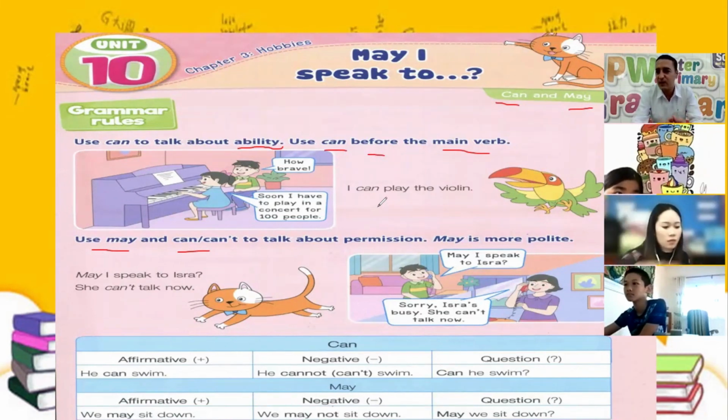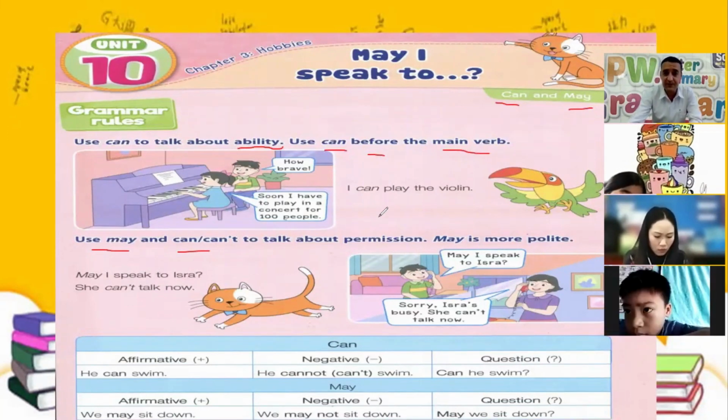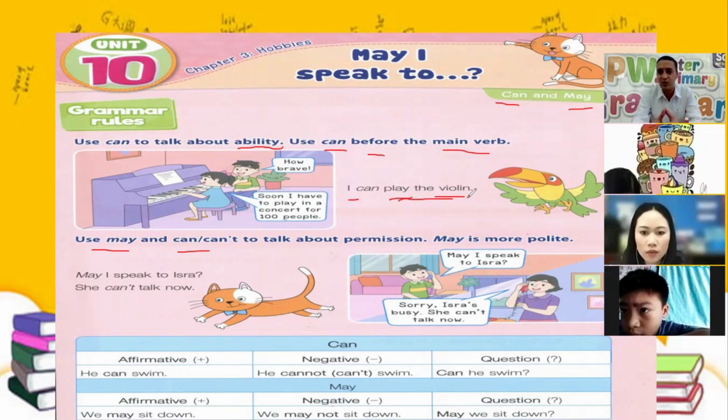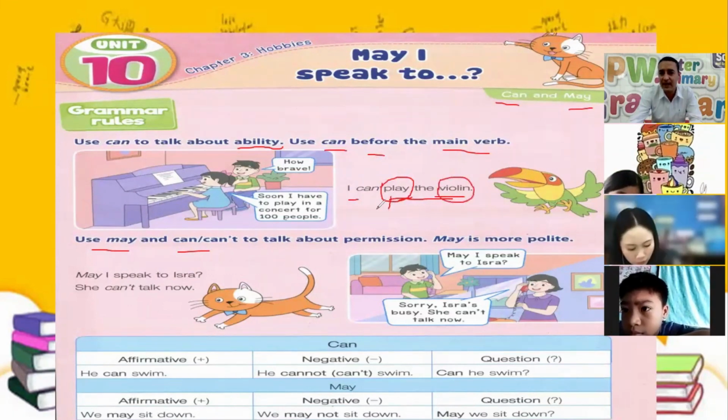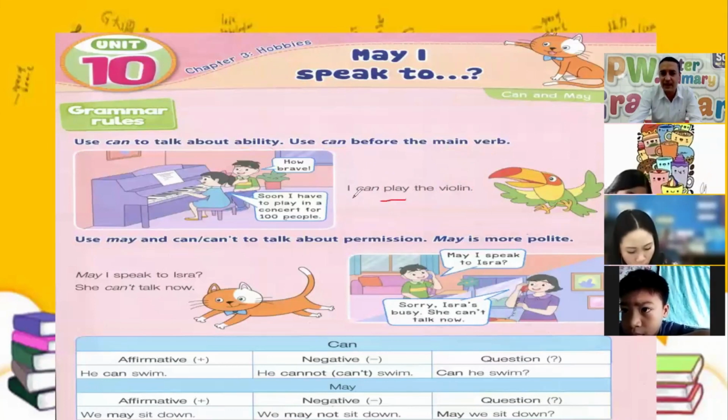So can, when we're talking about ability, and where we use it in the sentence, we use can before the main verb. Okay, so for example, here we have an example sentence: I can play the violin. So playing the violin is actually an ability. Not every person can play. So play, as you can see here, is the action. What is the action? The action is to play the violin, right? So before play, we use can. Okay, before the main verb. It's the main verb, right? Before the main verb, we use can. And here we are talking about ability, like I can play the violin.